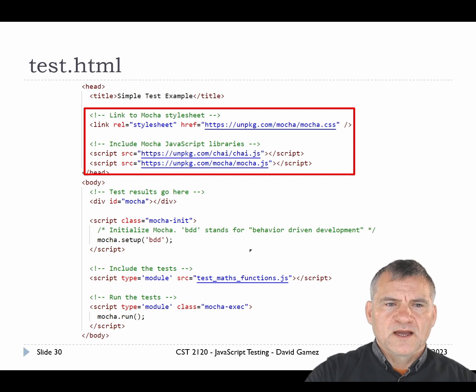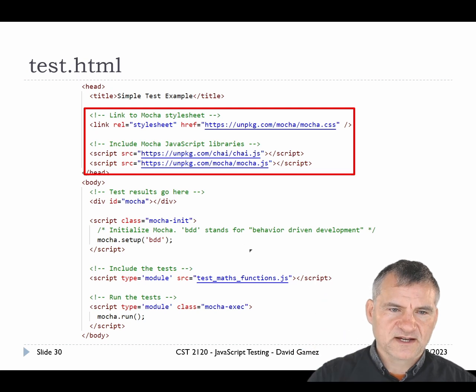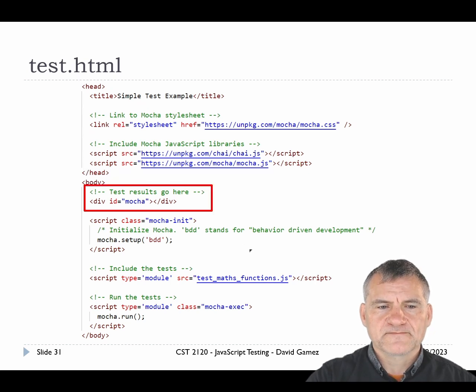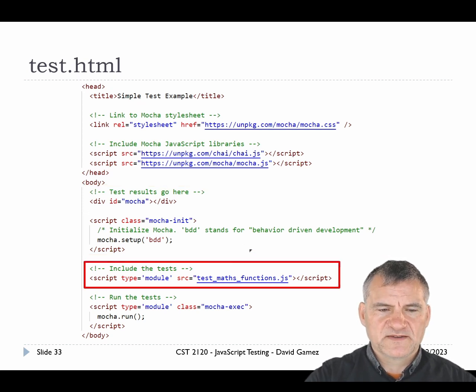So this is my test HTML page. I'm linking to the Mocha style sheet so I can get the nice Mocha styles. Then I'm linking to the Mocha JavaScript library so I can import Chai and run the tests. Then I've got a div that holds the test results with a certain ID. And this is setting up Mocha; just basically copy this framework.